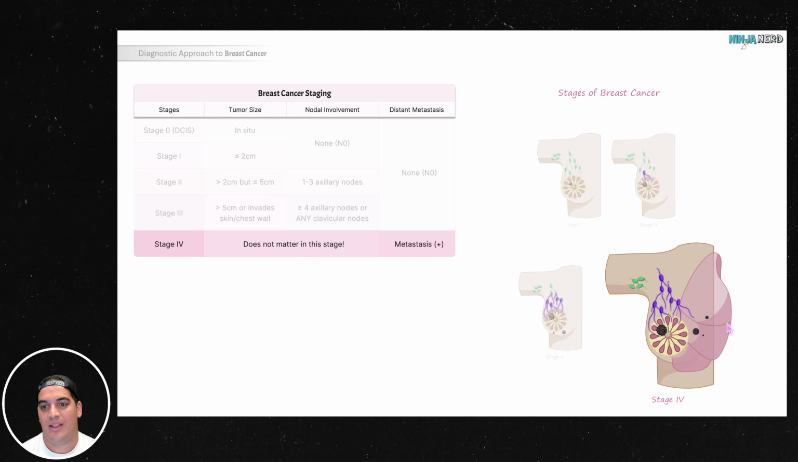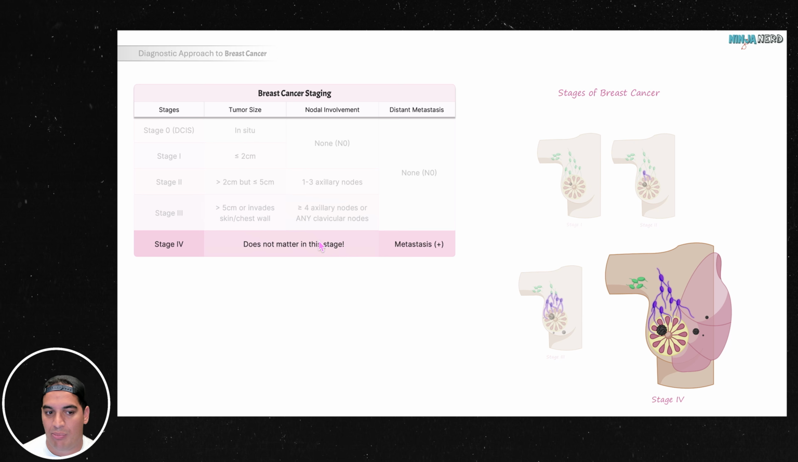And so that's why I want you to think about these breast cancers. Again, if it's less than or equal to 2 and they have no node involvement, that could be stage 1. If it's 2 to 5, 1 to 3 nodes, that's going to be stage 2. If it's 5 centimeters or greater, or it's invading the skin and the chest wall, and they have any kind of N2, N3, multiple 4+ axillary nodes, clavicular nodes, it's stage 3. And lastly, if they have distant metastasis, it's instant stage 4.